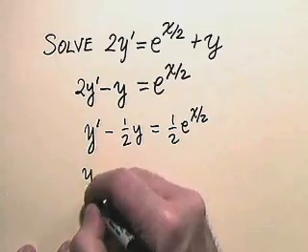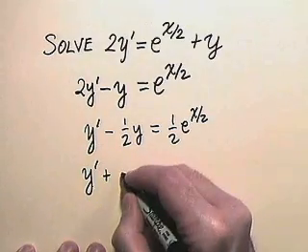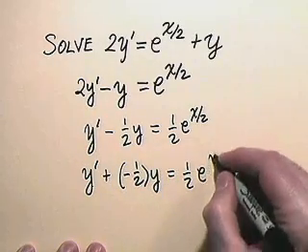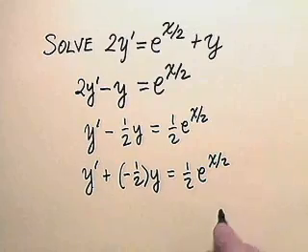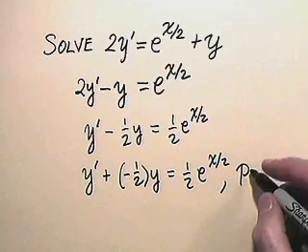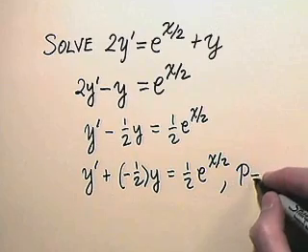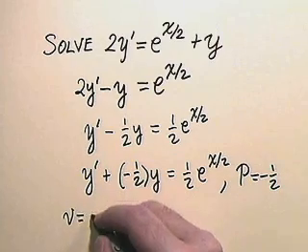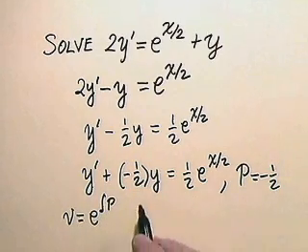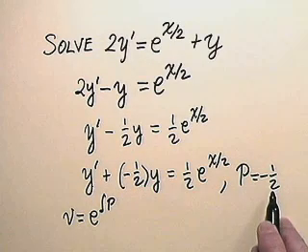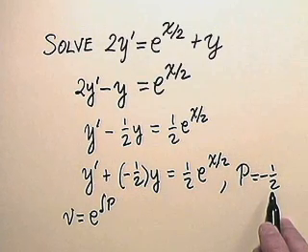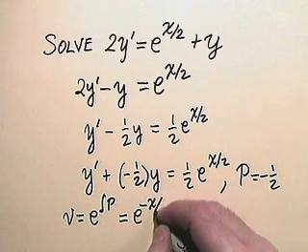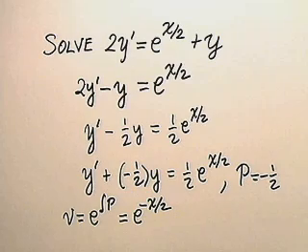Well, notice in standard form that would be y prime plus negative a half y equals 1 half e to the x over 2. And so consequently, we see that where we've been using p for the coefficient of y, our p is negative a half. And so the integrating factor, remember, v is e to the antiderivative of p, and so we have to find the antiderivative of negative a half, which is, of course, negative 1 half x. And so consequently, this is e to the negative x over 2 for our integrating factor.